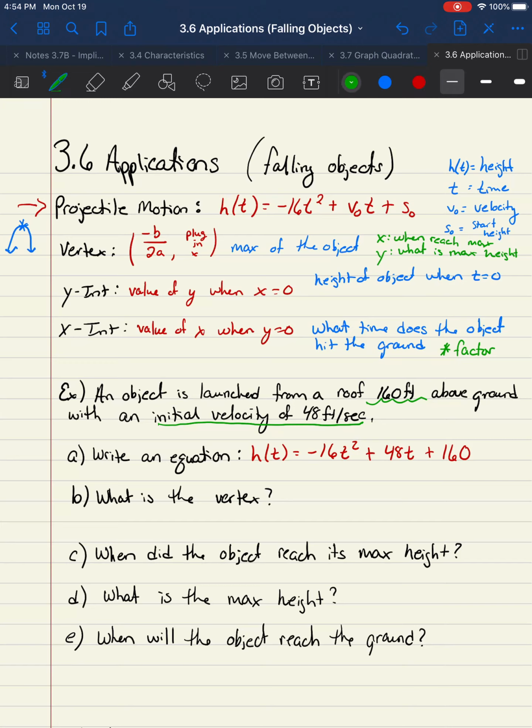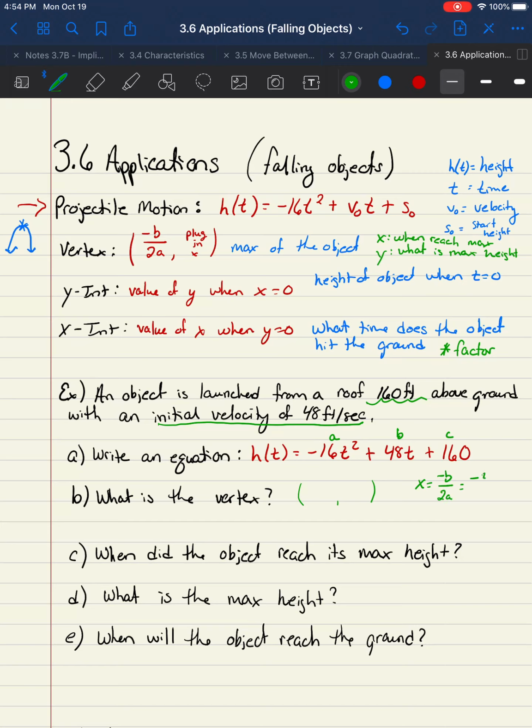Plus s. s is our start height. Well, are we told the start height? We are. That's the 160 feet. Once I have my equation written, I don't need to use the word problem anymore. Everything is going to be off of the equation. So here's my a, b, c.